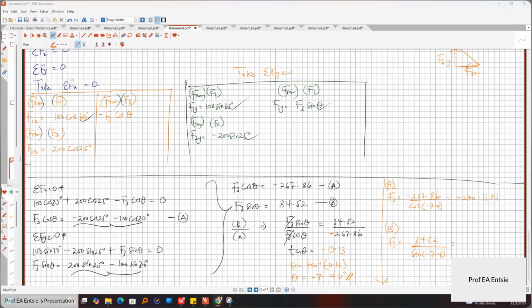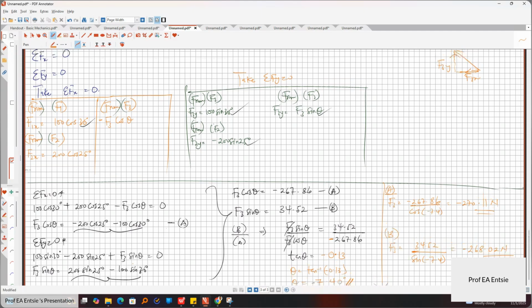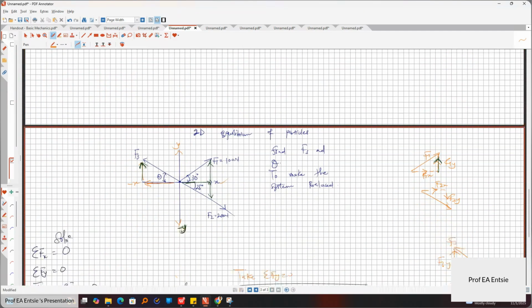34.52 divided by sine of minus 7.4, to get the same answer. So we had minus 268, which is so close, 0.02 newtons apart. It's more or less some decimals which is causing the difference of two, but it still tallies. So this is how you go about this question.